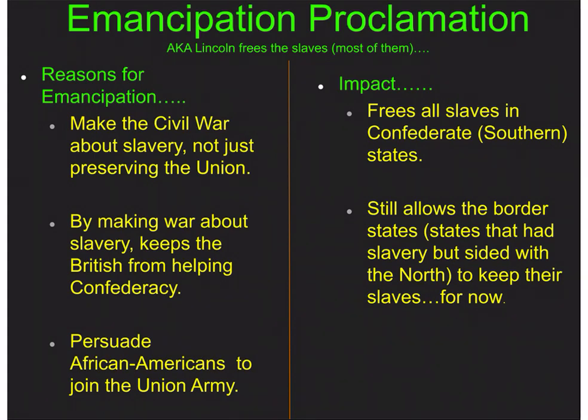By making the war about slavery, this keeps the British from helping the Confederacy. This also persuades African Americans to join the Union Army, which is going to help out the Union as well. So this freed all slaves in the Confederacy, which are the southern states, but it still allowed the border states, which are in the middle, to keep slaves for now. So again, it's kind of still working towards preserving the Union. But this is not over. This is just the beginning.